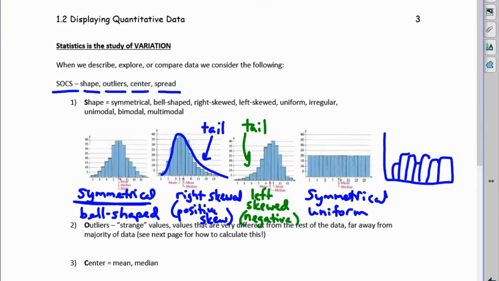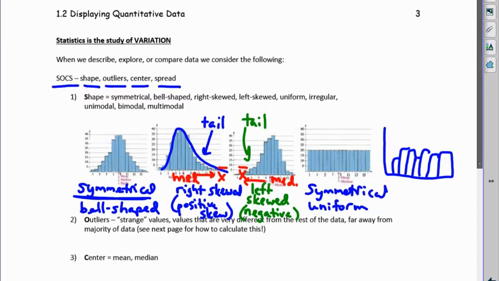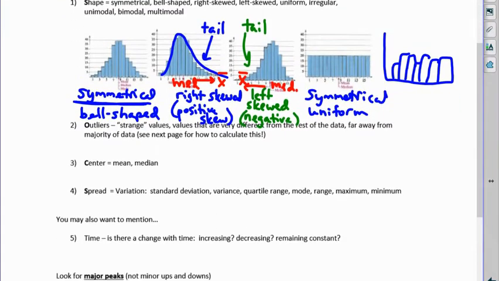And what's interesting about these is that, it's hard to read on the page, but in right skewed, the mean is going to get pulled to the right, higher than the median. And in left skewed, the mean is going to get pulled to the left, which is going to be lower than the median. And outliers are going to be strange values that are different from the rest of the data, far away from the majority of data. Next page, we'll learn how to calculate this.